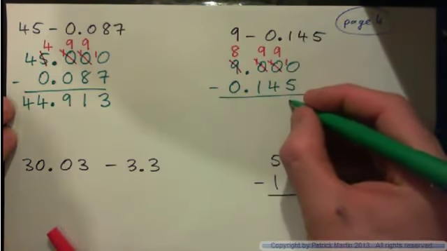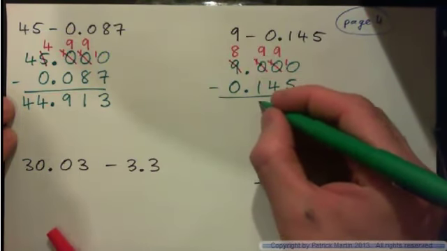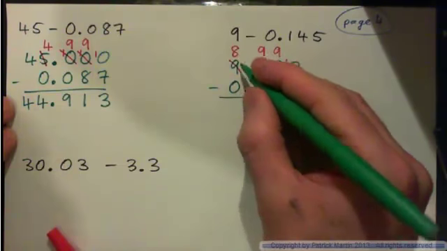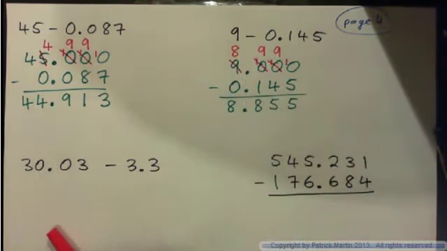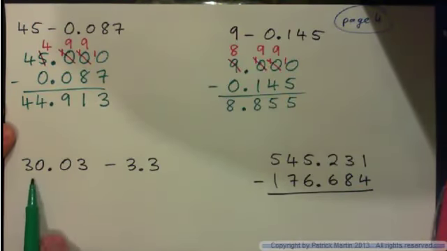So now the 10 minus 5 is 5. 9 minus 4 is 5. 9 minus 1 is 8. 8 minus 0 is 8. So $8.855, right? So press pause and try this one. 30.03 minus 3.3.